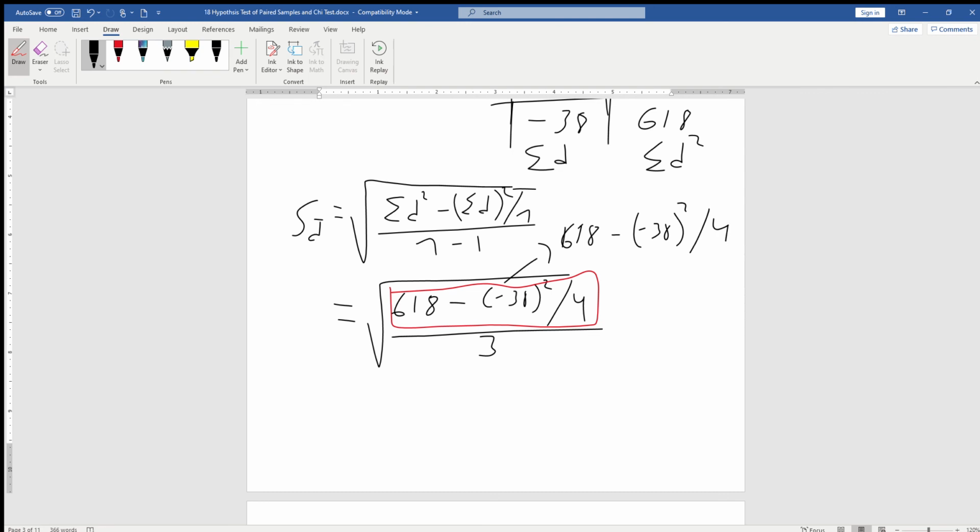All right, so I'll type that in, and I end up with 257. So this ends up being the square root of 257 over 3. And if we approximate that, 9.256. Now that's the standard deviation. Okay. Unfortunately, that's not the answer to the question or the test value yet.